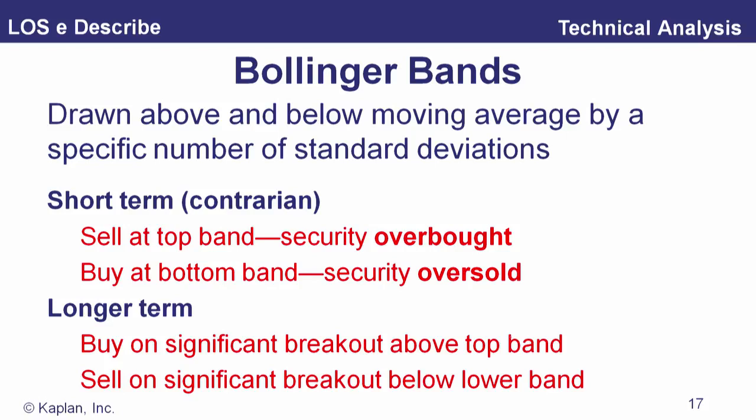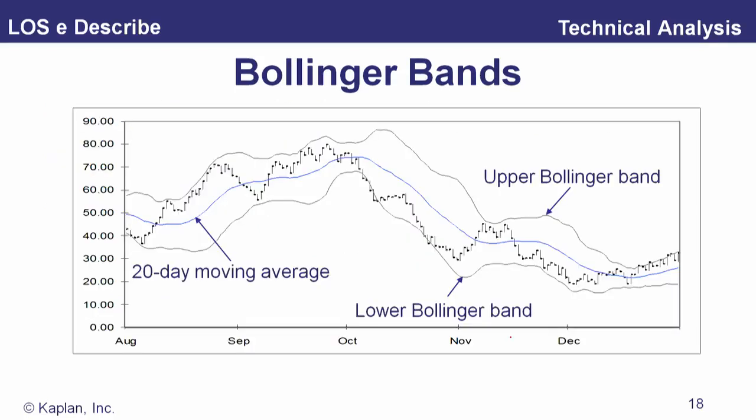Over the longer term, it says you should buy on a significant breakout above the top band. Well, this goes back to a little bit what we talked about with breaking through resistance, and then that turns into an indication of more price gains ahead. So in the longer term, buy if it breaks out of its bands on the upside, and sell if it breaks out of the band on the low side. So that's your Bollinger Bands.